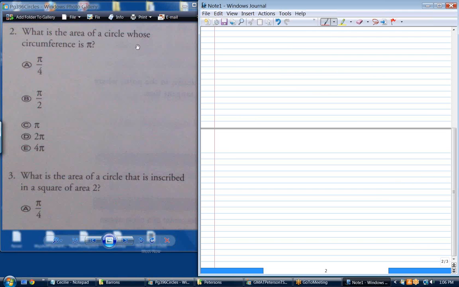Okay, what's the area of a circle whose circumference is pi? So pi is equal to 2 pi r. So what's r equal to? 1. 1/2. In other words, we have to divide both sides by 2 to isolate r.